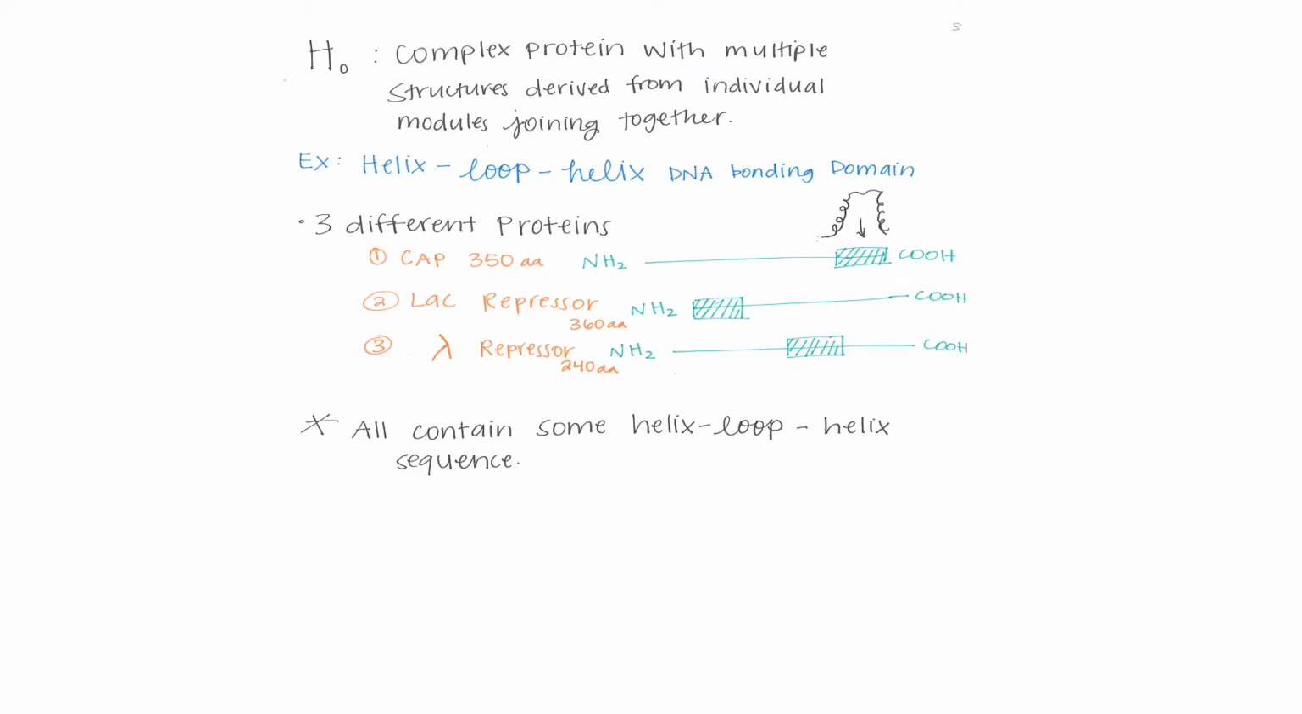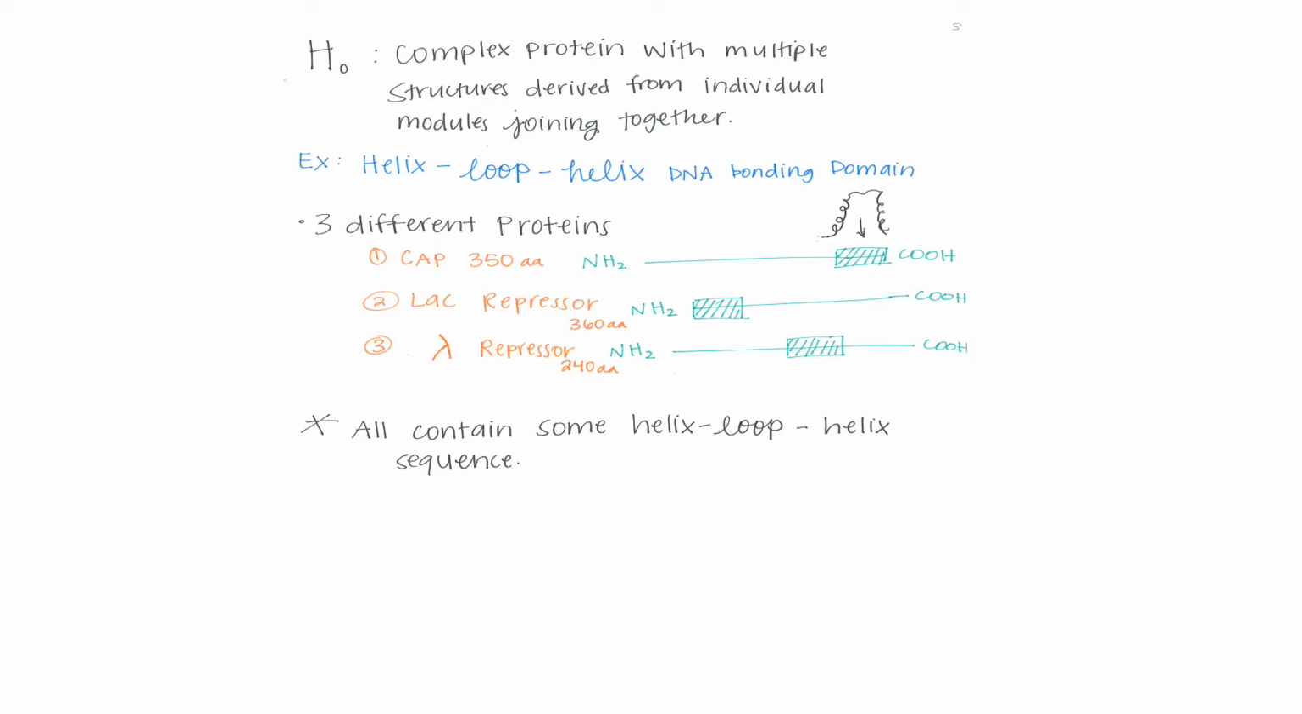So here's an example of a study that was done. The hypothesis is that complex proteins with multiple structures are derived from individual modules that have joined together. The example I'm giving you is a DNA binding domain, which is called a helix-loop-helix DNA binding domain.